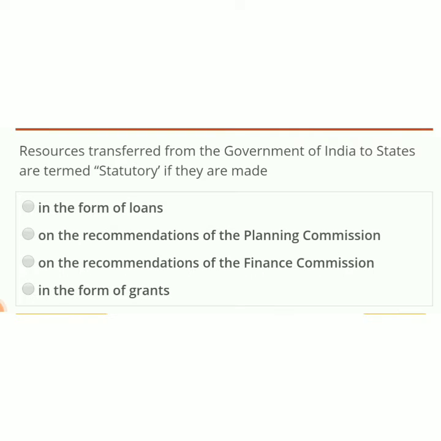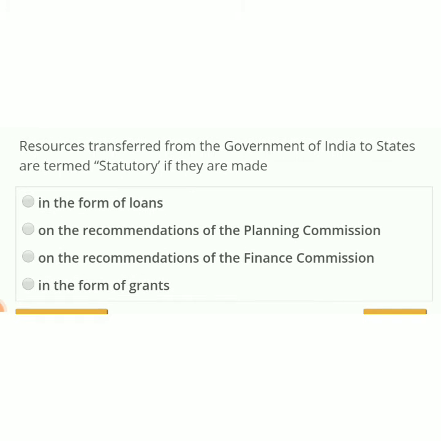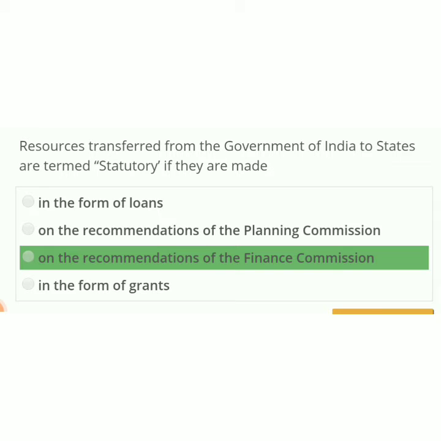Resources transferred from the government of India to states are termed statutory if they are made in the form of loans, on the recommendation of the Planning Commission, on the recommendation of the Finance Commission, or in the form of grants. The correct answer: the resources are termed statutory if they are made on the recommendation of the Finance Commission.